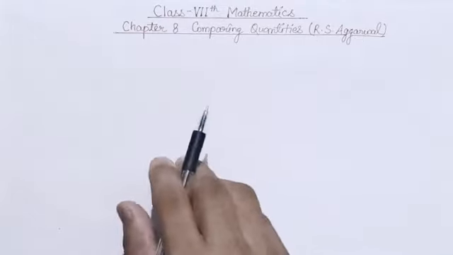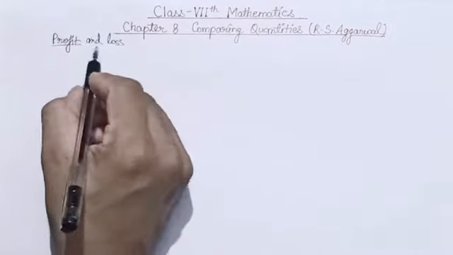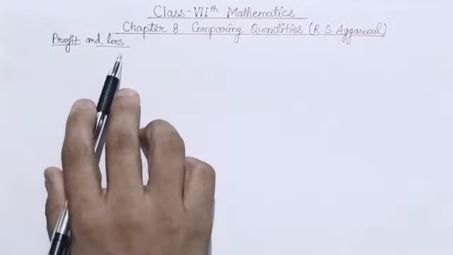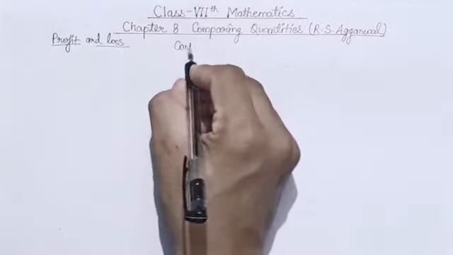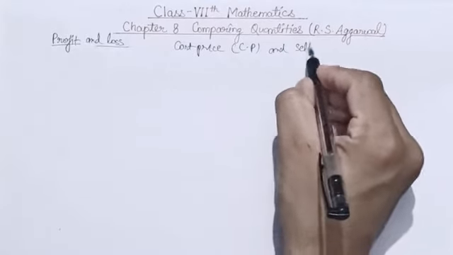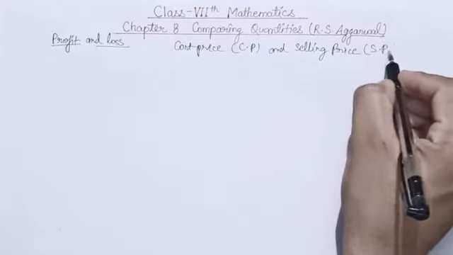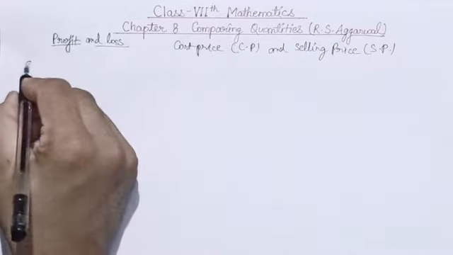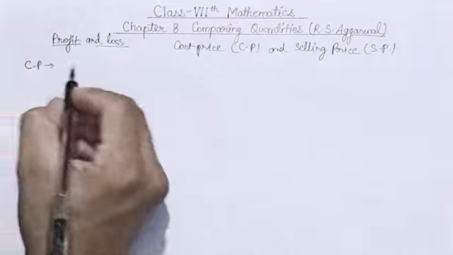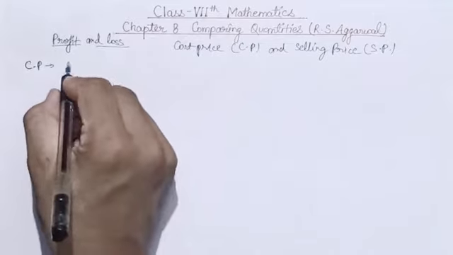So here we are going to discuss profit and loss. Before understanding profit and loss, there are two terms: cost price, which is also known as CP, and the other is selling price, which is abbreviated as SP. Now first let us understand what is CP and what is SP. So what is the cost price? The price at which any article is purchased is known as the cost price of that article.